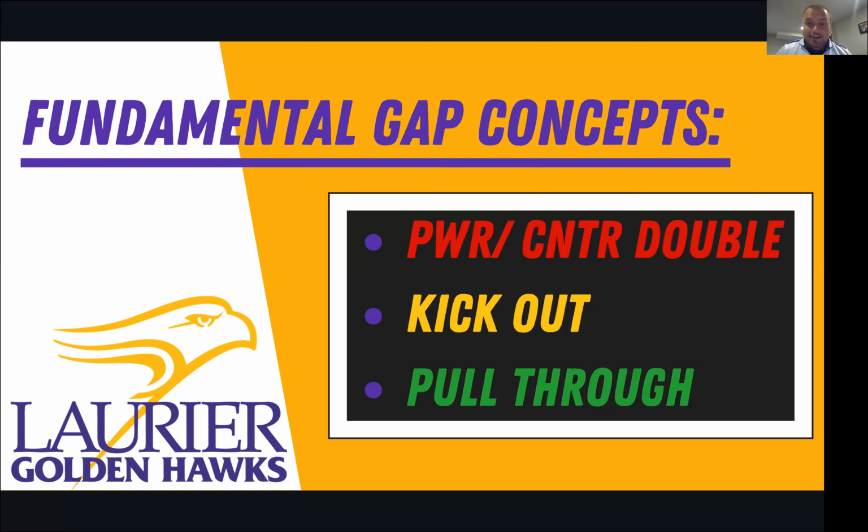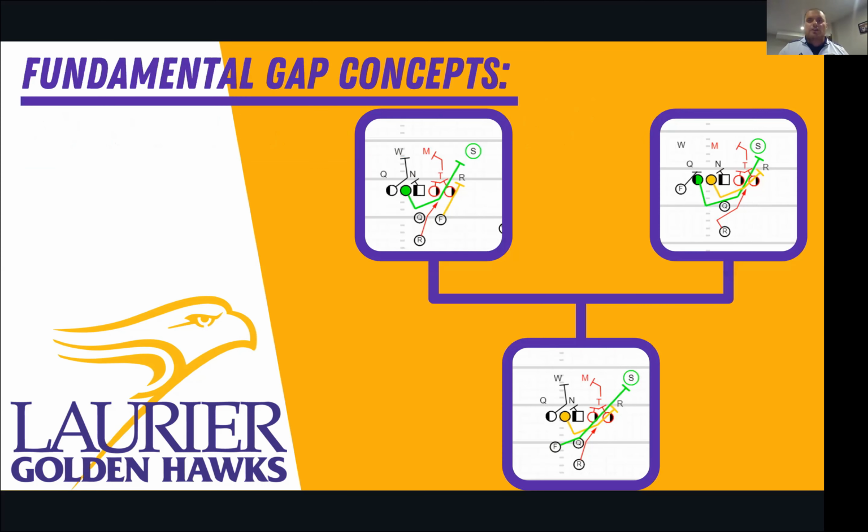The kick out is the second most important thing. If you get a solid power counter double, you're not going to have a lot of negative plays. If you get a good kick out, you're probably going to have a lot of positive plays. And if you can get that pull through, that last piece of the power counter series, you're really going to be cooking with gas. So I just color coded those. You'll see in all the diagrams, as we get to them, they're all those same colors. You can see the differences and similarities.